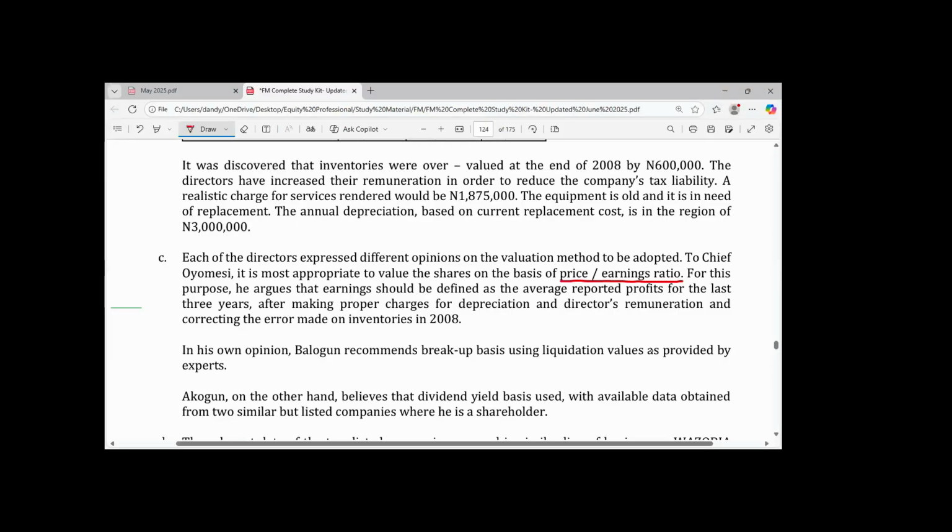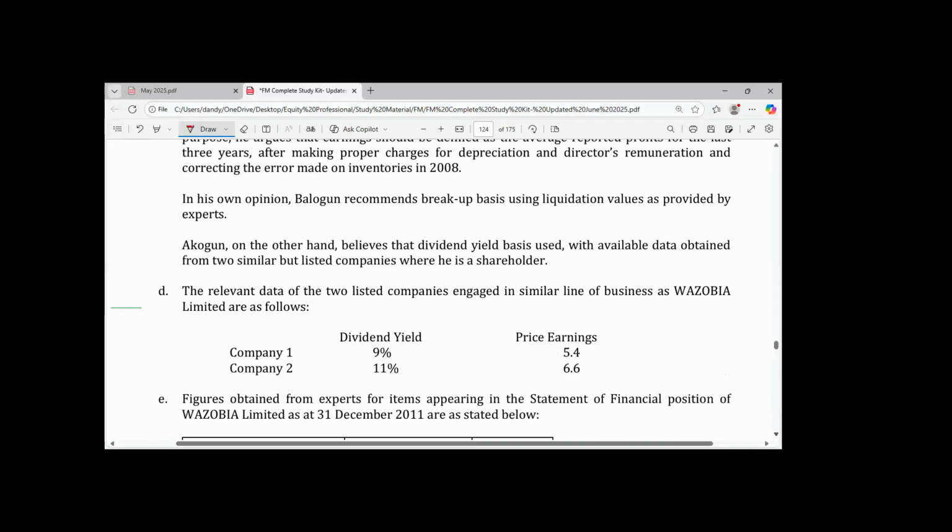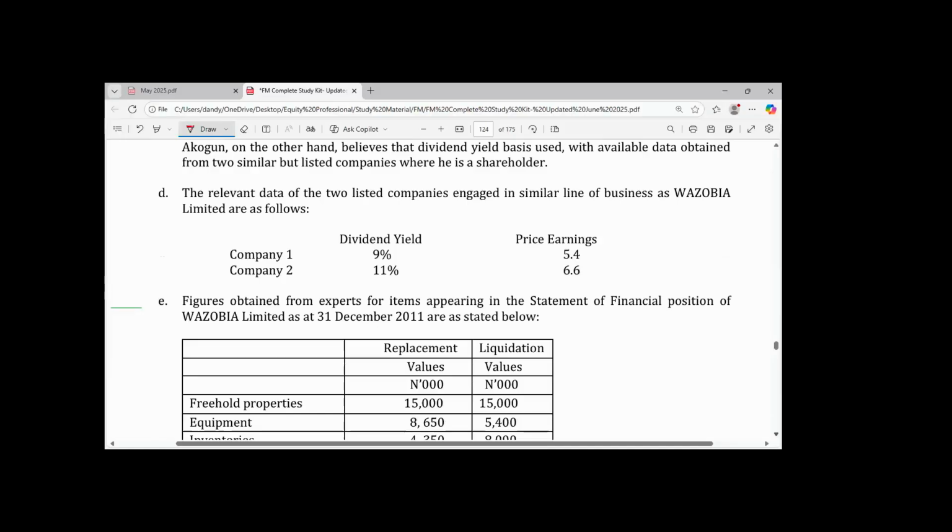In his own opinion, Balogun recommends breakup basis using liquidation values as provided by experts. Akogun, on the other hand, believes that dividend yield basis should be used, with available data obtained from two similar but listed companies where he is a shareholder. The relevant data of the two listed companies engaged in a similar line of business as Wazobia Limited are as follows.